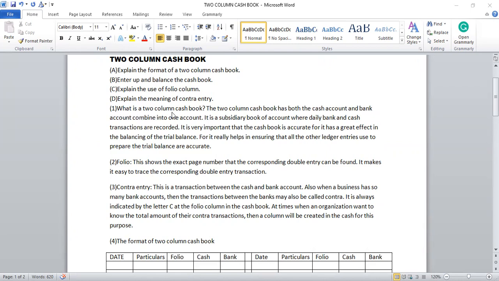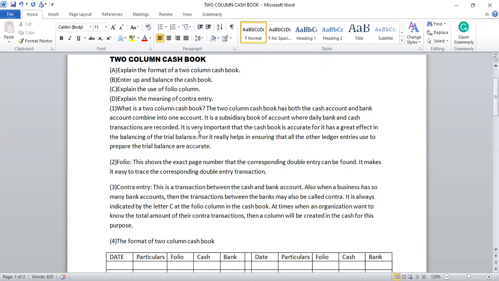1. What is a two-column cash book? The two-column cash book has both the cash account and bank account combined into one account. Instead of separating the cash account and the bank account, both of them have been combined into one account. It is a subsidiary book of account where daily bank and cash transactions are recorded.